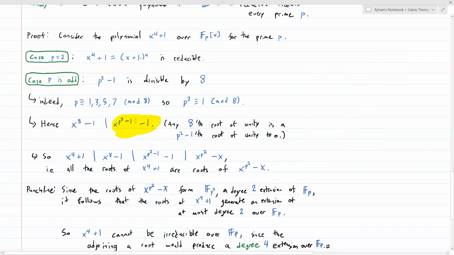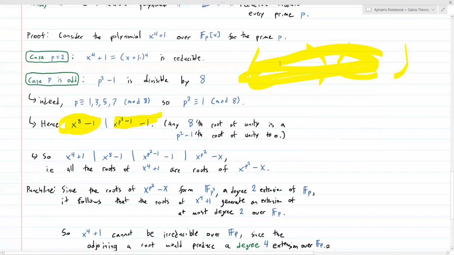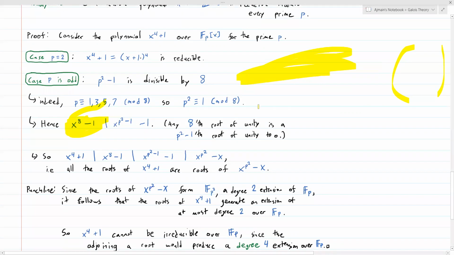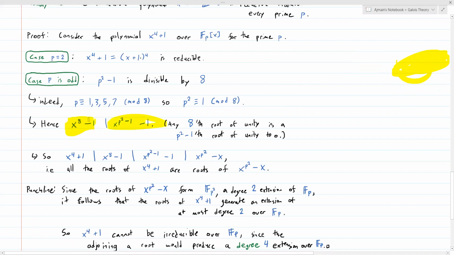Another way to see it is you could factor this guy in its splitting field into a bunch of linear factors, and all of the linear factors that multiply to give you this appear in that list of linear factors over here. And when you multiply those linear factors together, you get x to the 8 minus 1. And those linear factors, which are not the ones that divide this guy, give you the other thing. So you can write this as a product of this and some other polynomial. So x to the 8th minus 1 divides x to the p squared minus 1 minus 1. Okay.